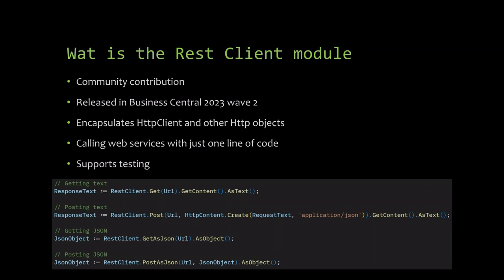With just one line of code, you can get text or JSON right from the REST client, and that makes it very easy to use. You will see a lot of inline coding, as you see here, where the get returns, in fact, a response, and on the response you can call get content, and on the content you can call as text. So everything is inline. And the nice thing is it also supports testing. I will briefly touch on that as well.